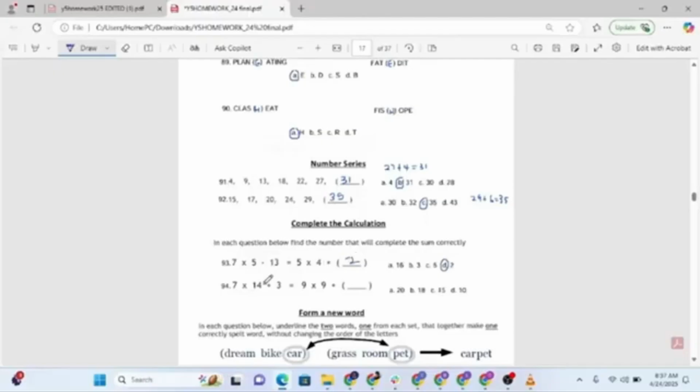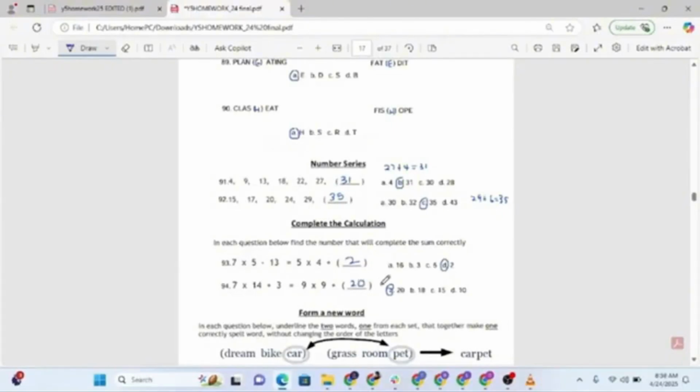Question 94. 7 multiplied by 14 plus 3 equals 9 multiplied by 9 plus blank. The correct answer is option A, 20. Explanation. 7 times 14 equals 98. 98 plus 3 equals 101. On the right side, 9 times 9 equals 81. To reach 101, we must add 20. 81 plus 20 equals 101.